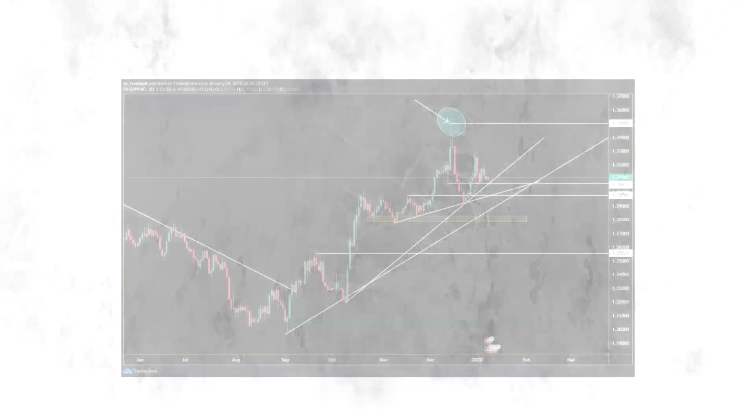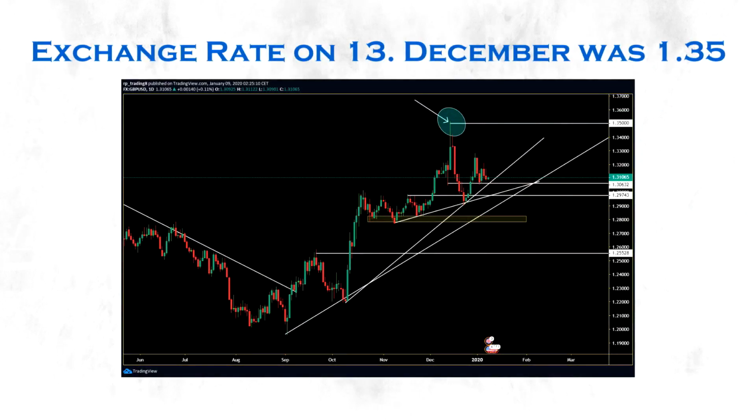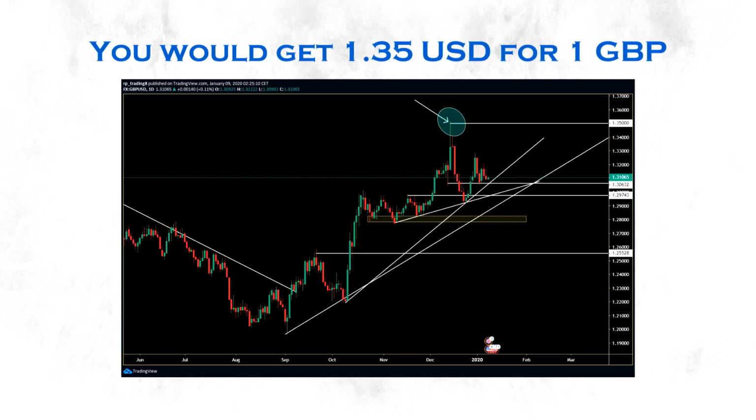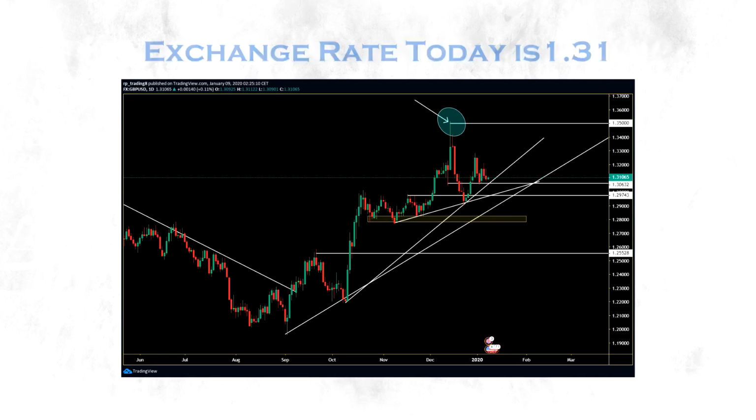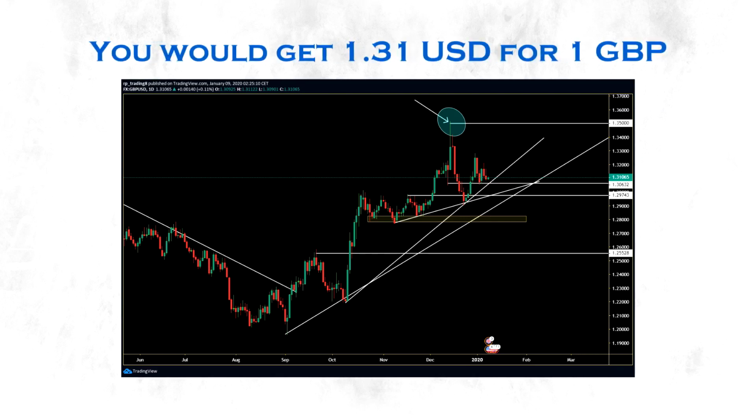The exchange rate of the Great British Pound to the US dollar on the 13th December was around 1.35. That means you would get $1.35 for 1 pound. If you take the exchange rate of today, which is around 1.31, you would only get $1.31 for 1 pound.